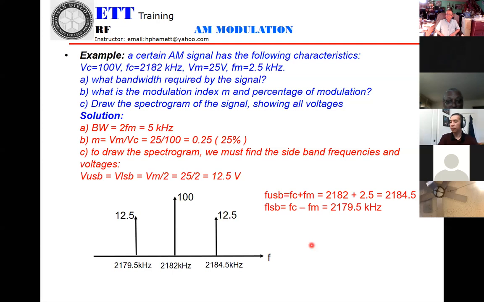In order to get the V of the upper sideband and lower sideband, you have to take VM divided by 2. And they also gave you the formula to get the upper sideband frequency, FC plus FM, and the lower sideband will be FC minus FM. So that's why we come up with that number.